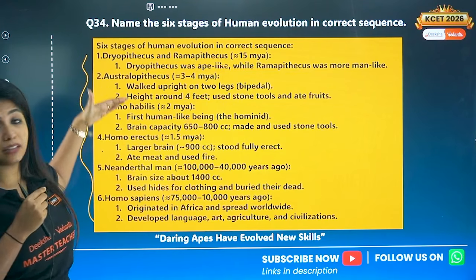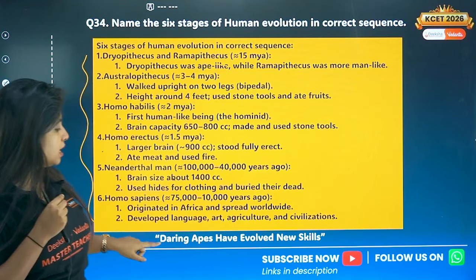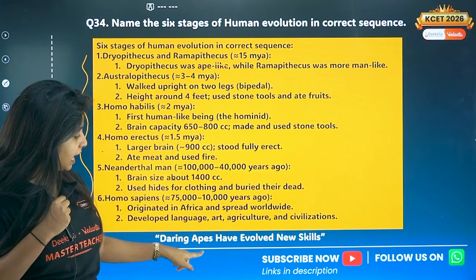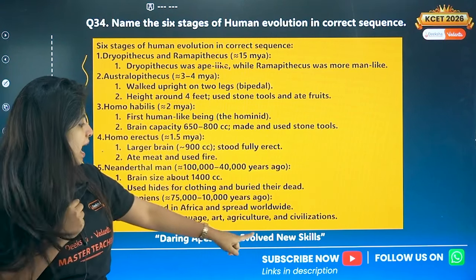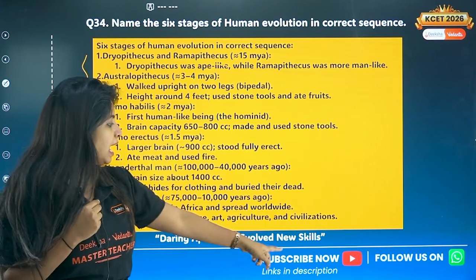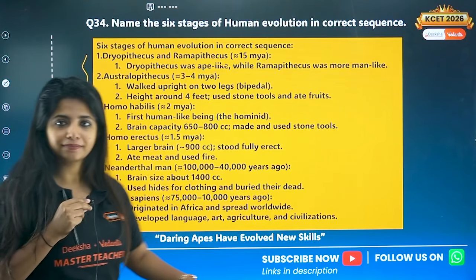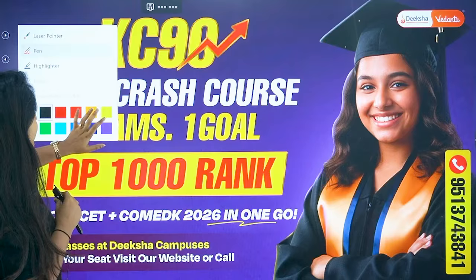If at all you forget the flow, remember like this: daring apes have evolved new skills. So D for Dryopithecus, but you have to remember humans came from Ramapithecus. And A for Australopithecus, H for Habibi, that is Homo habilis, E for Homo erectus, N for Neanderthal man, and S for sapiens, Homo sapiens. Okay, works. Going ahead.